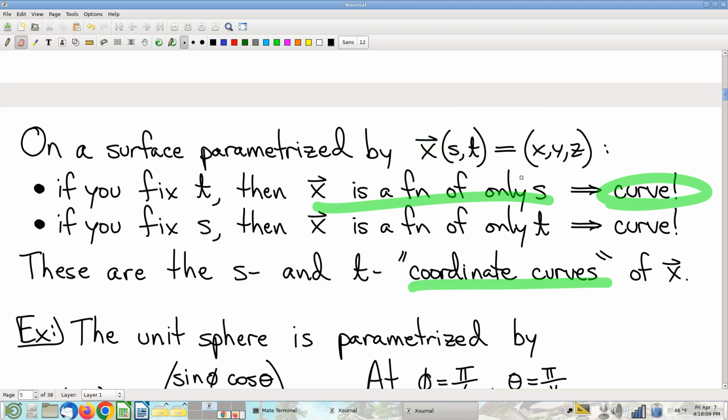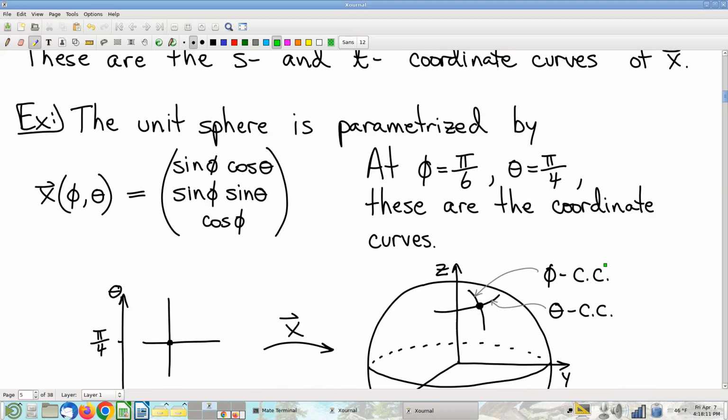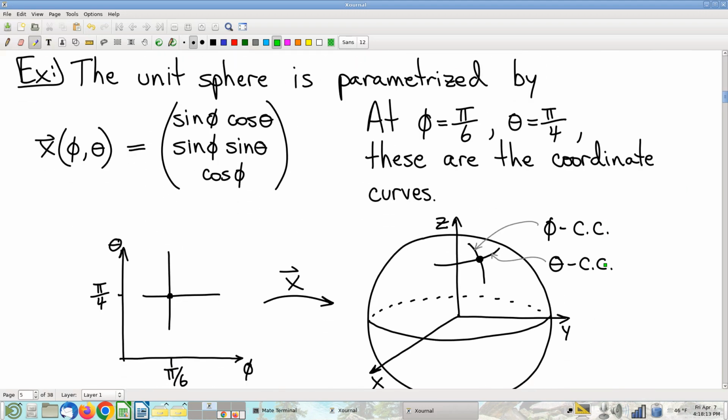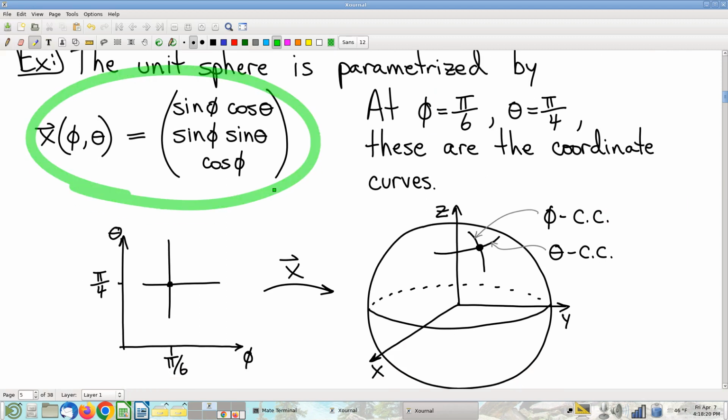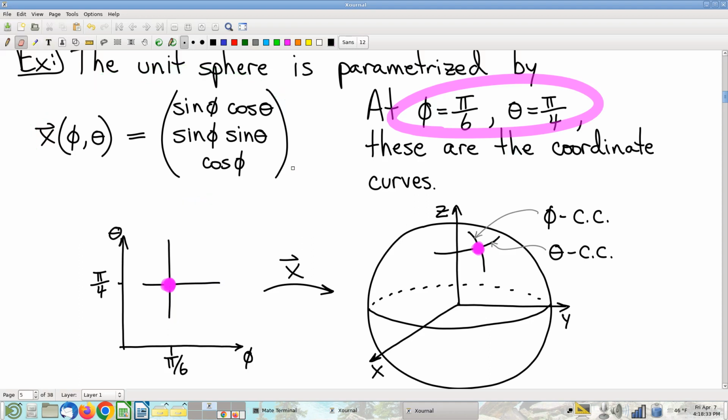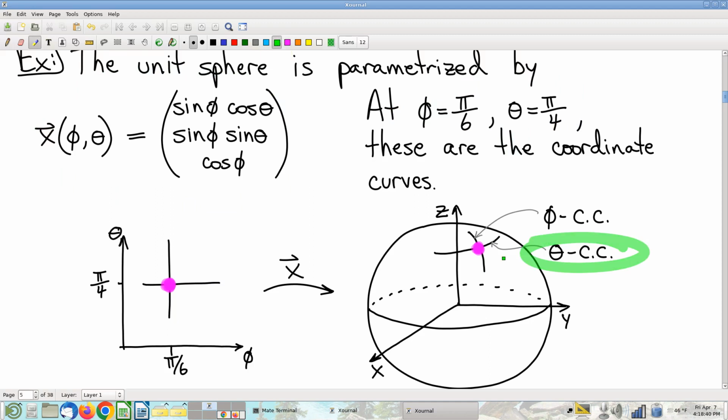Okay, quick example. And we won't get to what we're going to do with this yet, but let's get this example done. Here's a parameterization. Let's consider what's happening at this point, or in the vicinity of that point, where we have certain values of phi and theta. Notice this is our unit sphere, so that's the picture. And let's think about the coordinate curves. Let's talk first about the theta coordinate curve.